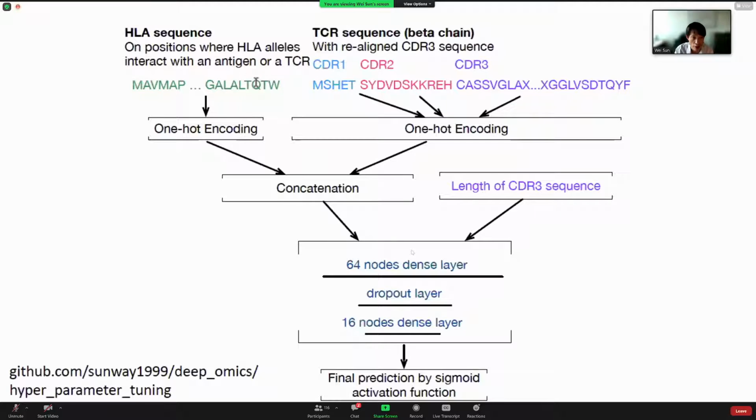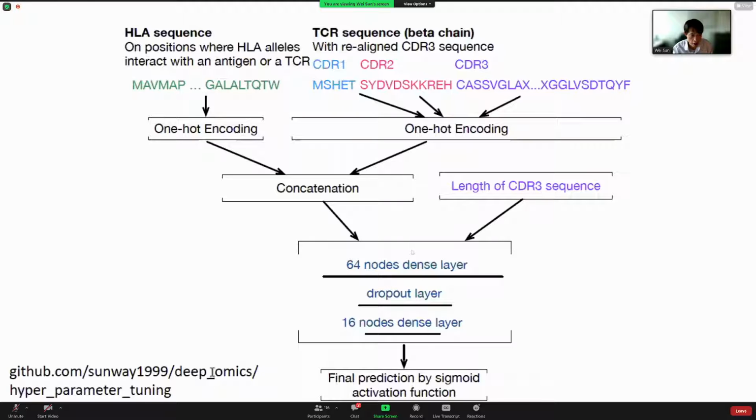You get the sequence from HLA, so that's 34. Here we actually use more amino acids, it's 40 amino acids. And then the TCR sequence is variable, but you can probably skip the detail. There are different parts, CDR1, CDR2, CDR3. Then we encode them, we can concatenate them, and we can also use CDR3, which is the part that is more variable. It's generated by somatic mutation within T cells, so it's actually different for every T cell. So we can also use the length here as an input. And then we can build a neural network and make a prediction.